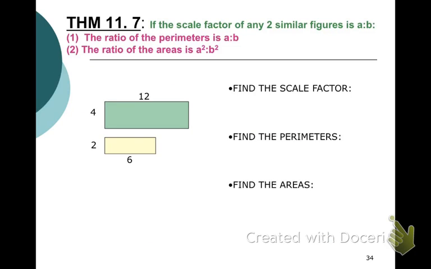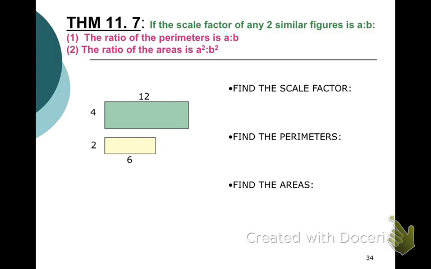Okay, theorem 11.7. If the scale factor of any two similar figures is A to B, whether it's a triangle or a rectangle or anything, turns out the ratio of the perimeters is just A to B. So if the scale factor of a triangle is 3 to 1, then the ratio of the perimeters is 3 to 1. If the scale factor of a hexagon is 3 to 1, then the ratio of the perimeters of the two hexagons is 3 to 1. So the scale factor of the perimeter is exactly equal to the scale factor of the similar shapes.